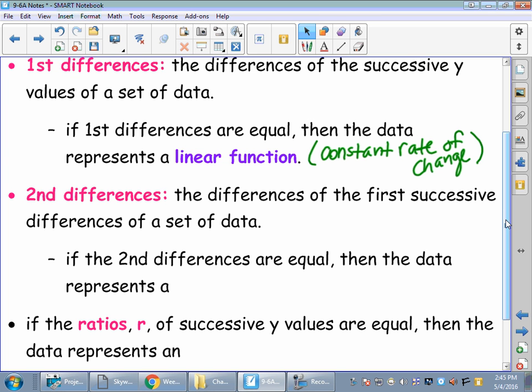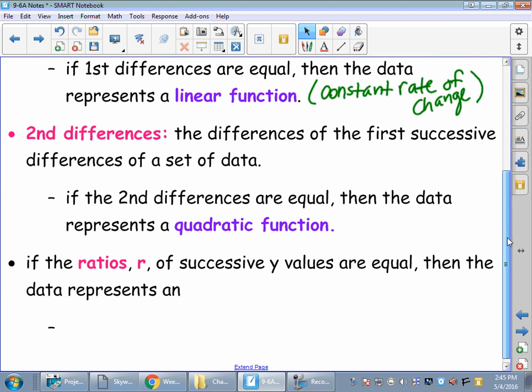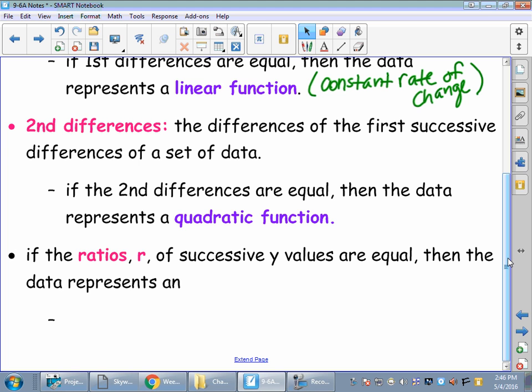So if you go ahead and subtract the first successive differences and you realize that they are all equal, then the data represents a quadratic function. And so we don't have a slope anymore. We have something like y equals ax squared. We have something squared. If neither of those work, we stop subtracting and we look at a ratio.